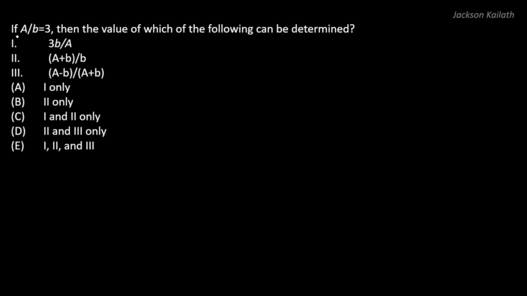Now over here it's mentioned if A divided by B is equal to 3, then the value of which of the following can be determined. And you're given 3 statements and the options are talking about which of the statements can be solved. Alright, now let's take a look at the first statement. It's given that A divided by B is equal to 3. Now if A by B is equal to 3, you can rewrite this as A is equal to 3B.